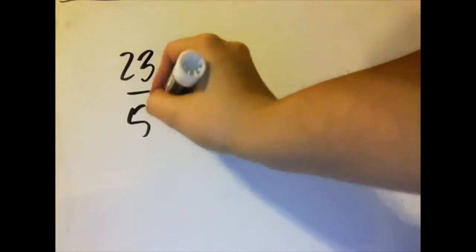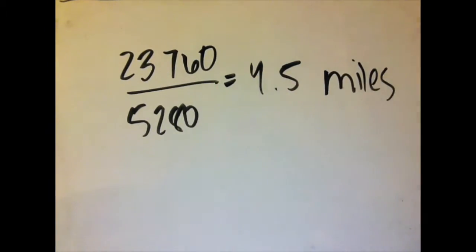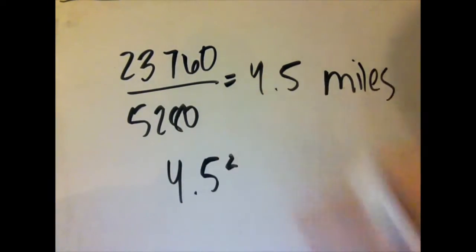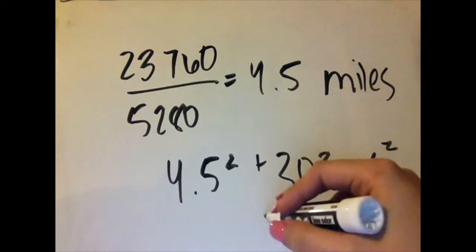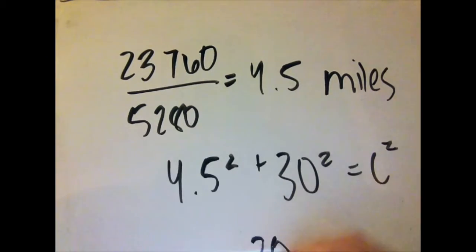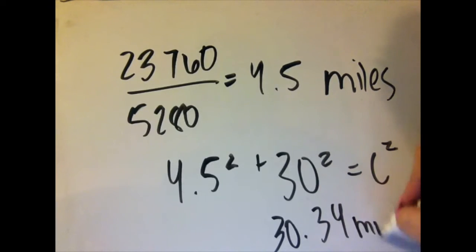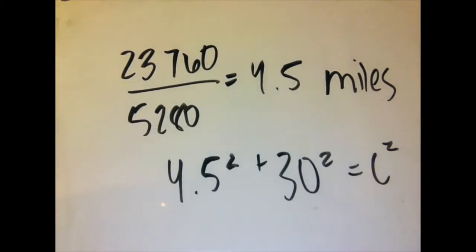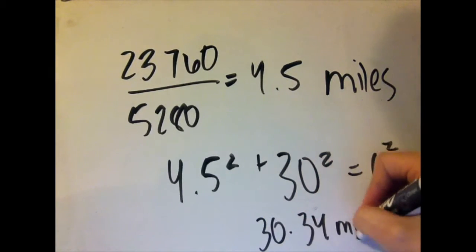Alright, so first we need to convert the 23,760 feet into miles so that we have the same units. So we're dividing by 5,280, which is how many feet are in a mile, and we get 4.5 miles there. And next we're plugging that into the Pythagorean theorem to get what c is. Alright, so we get the distance of c is 30.34 miles.